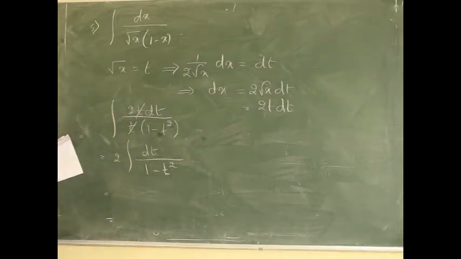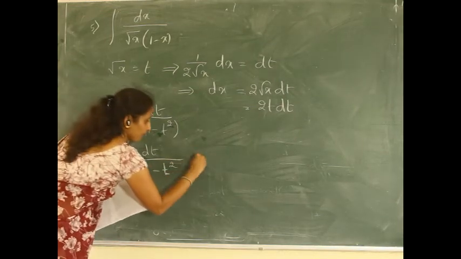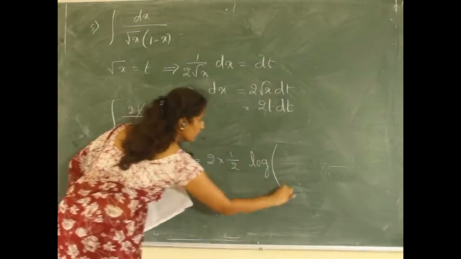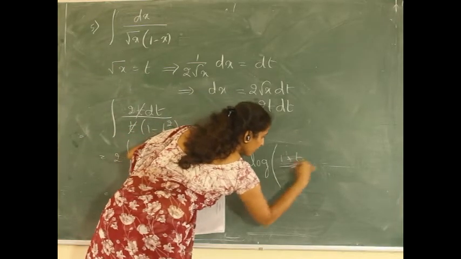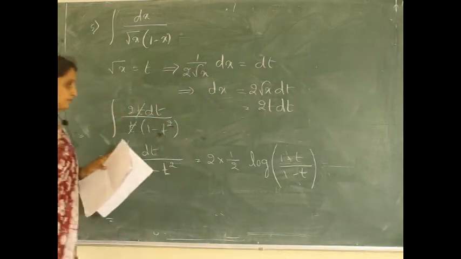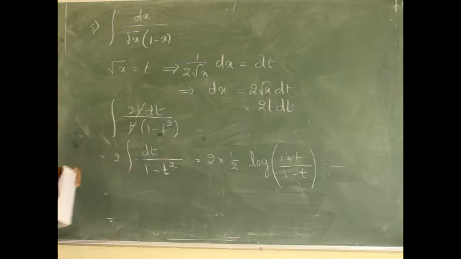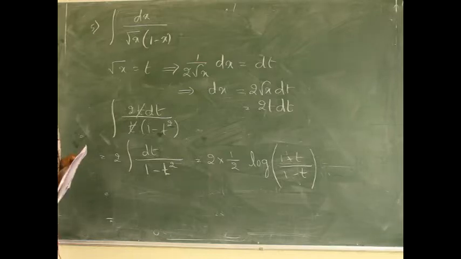So what is the answer? What is the integral value of 1 by 1 minus t square? The integral value of 1 by 1 minus t square dt will be half into log of 1 plus t divided by 1 minus t, and 2 is a constant as it is, so it is equal to 2 into half log 1 plus t divided by 1 minus t.